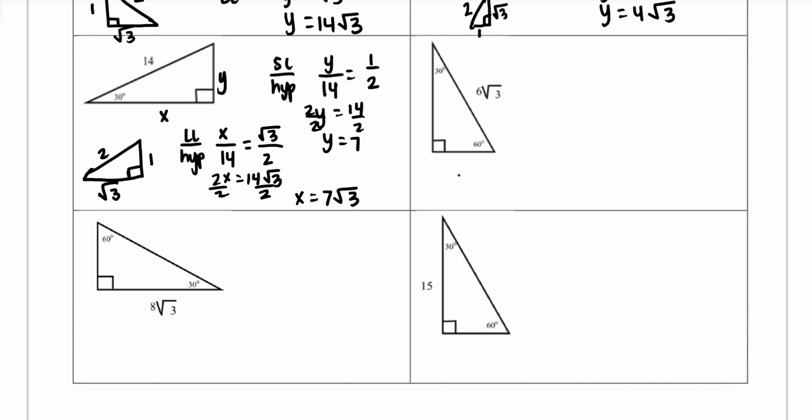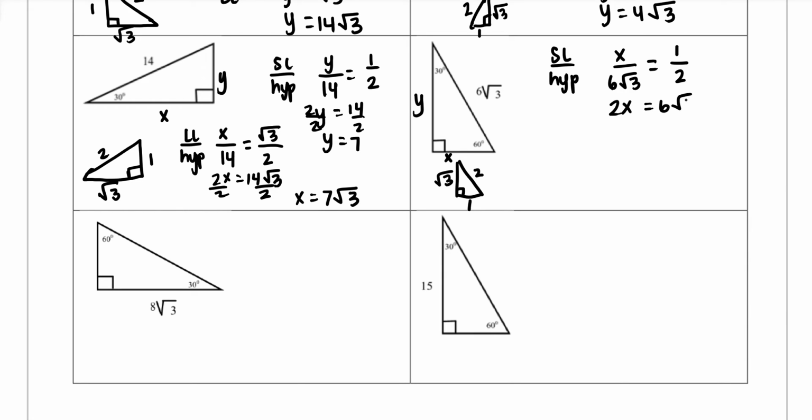Over here, we know that we are comparing this to a hypotenuse of 2, a short leg of 1, and a long leg of root 3. We'll say the short leg is x and the long leg is y. So I'm going to start with my short leg over my hypotenuse. The short leg is x, and the hypotenuse is 6 root 3. The short leg that we know in this triangle down below is 1, and the hypotenuse is 2. We'll cross multiply. 2x will equal 6 root 3. So we'll divide by 2 on both sides, and x equals 3 root 3.